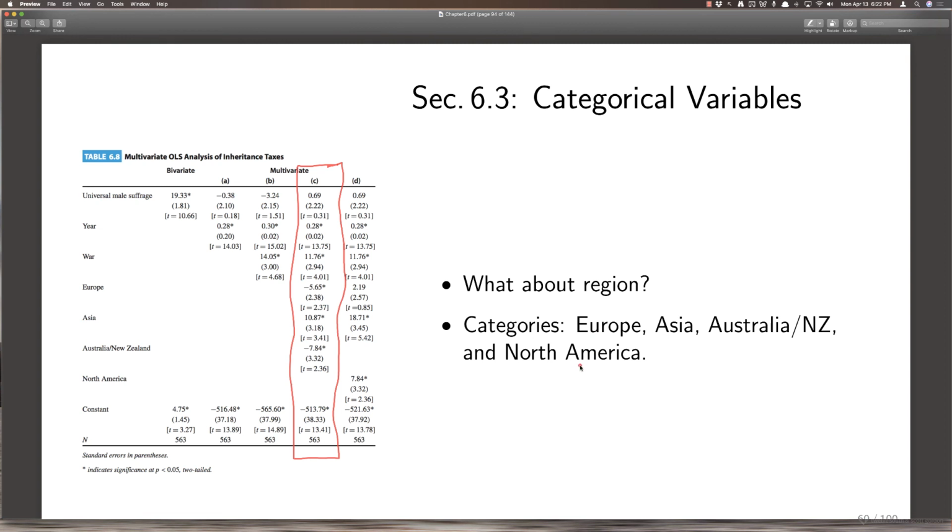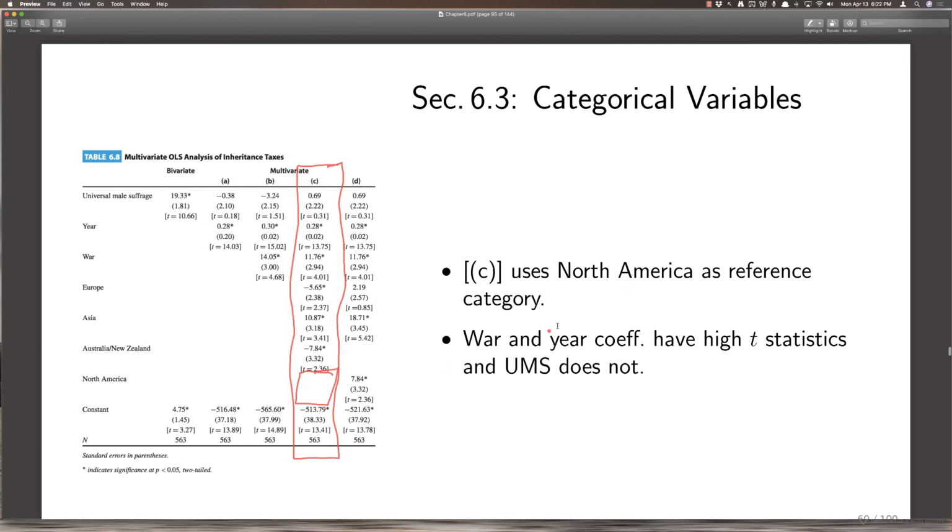Can you include that in the regression? No, you cannot include that in the regression. It would not help you, all right? Even as a control variable, it would do bad things for you. So you would create a set of dummy variables and include all but one of them. Here in column C, we can see this is the version where we've left North America out as the reference category.